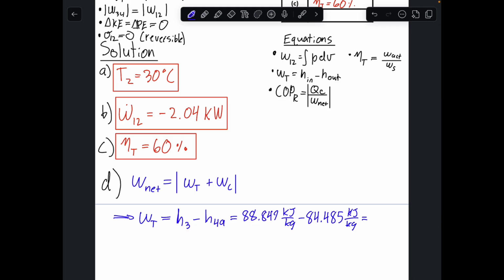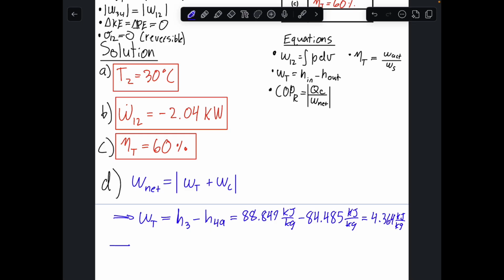And so this should be a positive 4.364 kilojoules per kilogram. So this will be our component that we get from the turbine. The compressor, we also found the specific compressor work when we were solving for the total power. So I'll just write that in. But we found that, again, using our PDV equation. We found work for the compressor is equal to the integral of PDV.